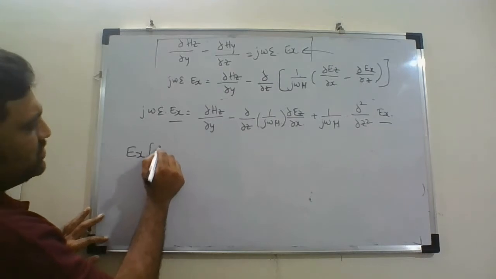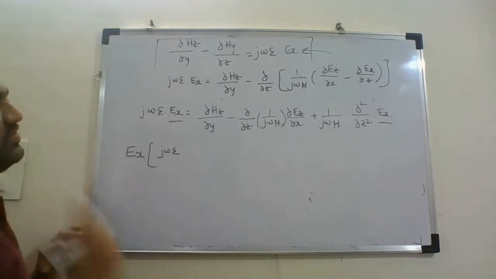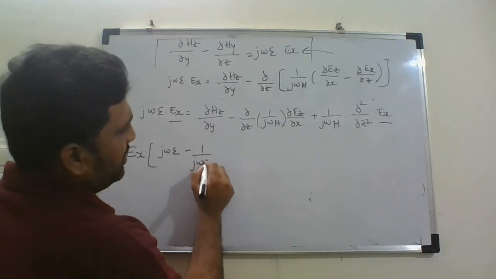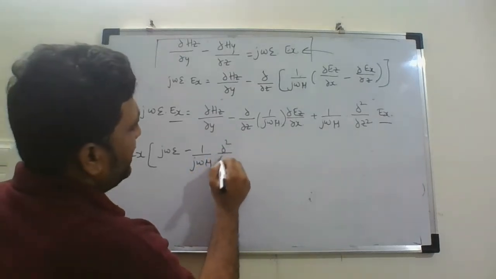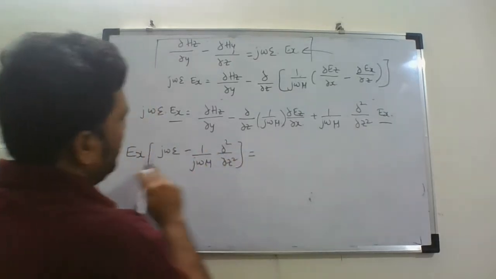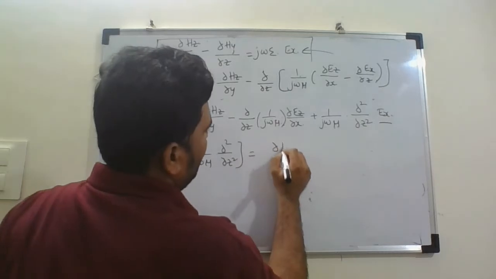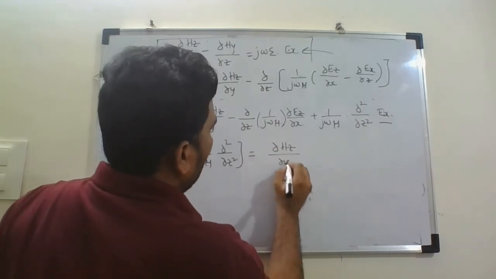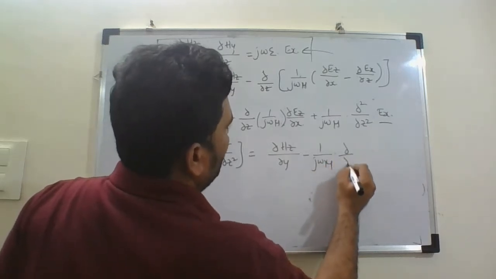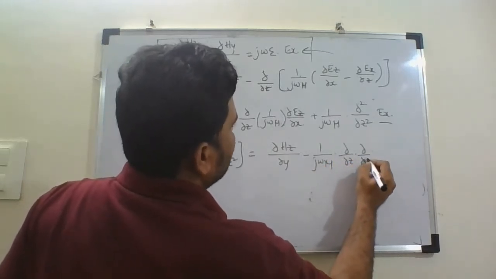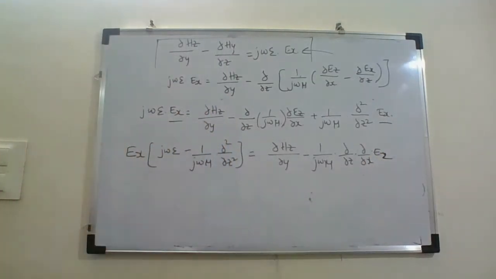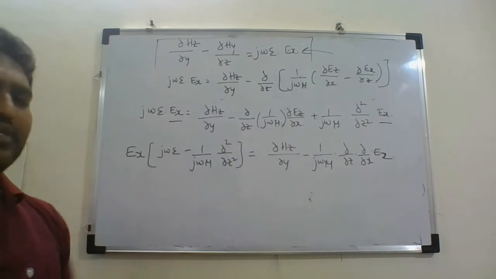Ex into, so the first term is j omega epsilon, which remains as it is, minus 1 by j omega mu into dou square by dou z square, into Ex is equal to, so what is the left out term? Dou Hz by dou y minus 1 by j omega mu into dou by dou z, dou by dou x of Ez. Okay, so this is what is remaining. This is the equation that I get.